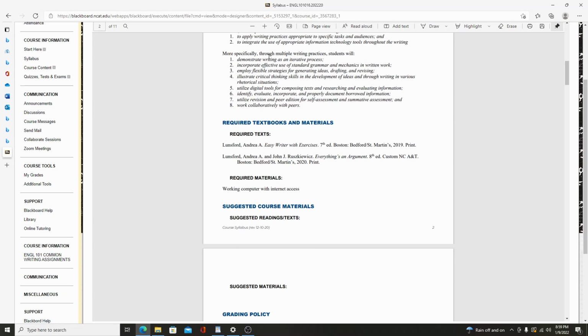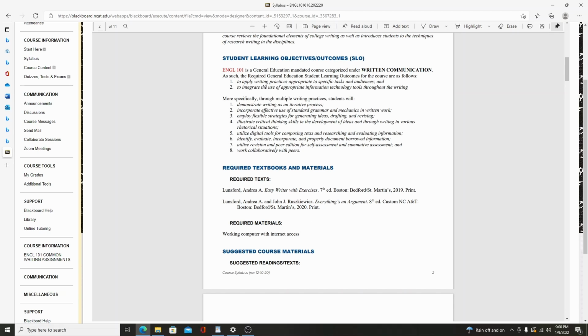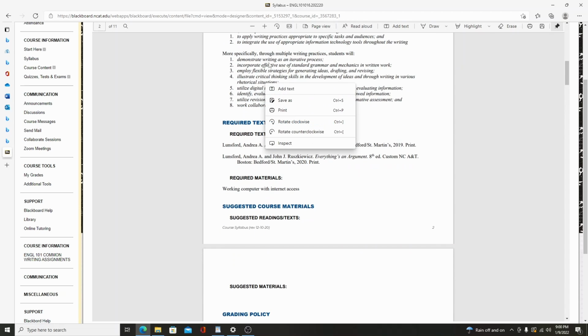Our student learning objectives. Again, this is a general education mandated course, categorized under written communication. So the importance of this course really is to enhance your written communication. As such, the required general education SLOs for this course are as follows. One, to apply writing practices appropriate to specific tasks and audiences, and to integrate the use of appropriate information technology tools throughout the writing. More specifically, by the end of this course, you should be able to demonstrate writing.